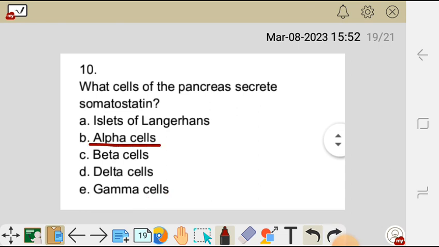The alpha cells secrete glucagon, beta cells secrete insulin, delta cells secrete somatostatin, and gamma cells secrete pancreatic polypeptide. Delta cells secrete what we call somatostatin. So the correct answer here is D. D is the correct answer for question 10.